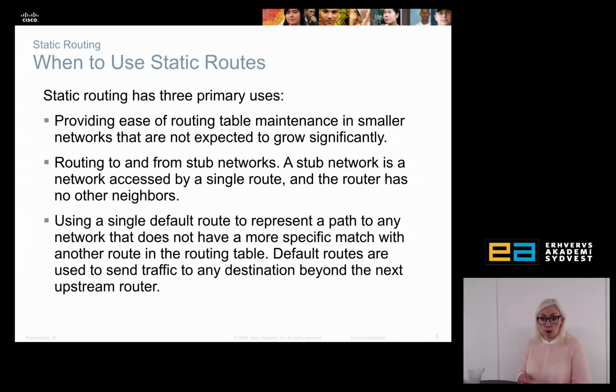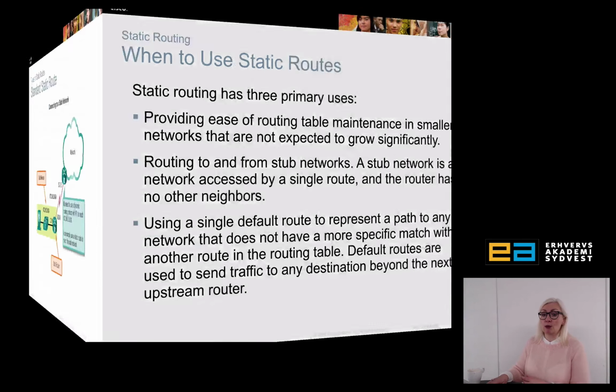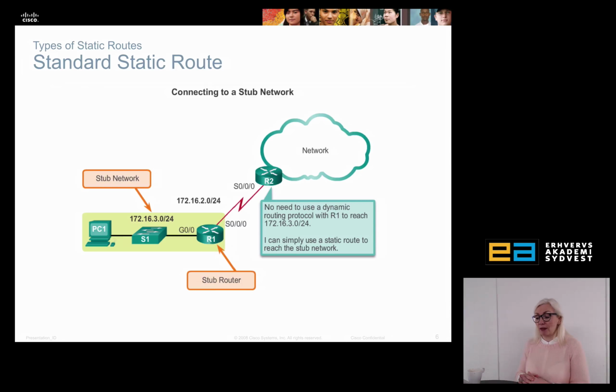You also use static routes for default networks. If you want to route something out to the internet, for instance, you don't want to set up all the different networks in the world in your routing table. So then you route to a default network, like the default gateway in your normal network, where you send all information to this address when you want to go outside your own network. And this is called a default route. And normally you use a static route for that purpose.